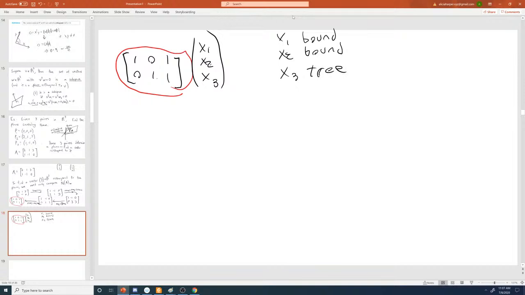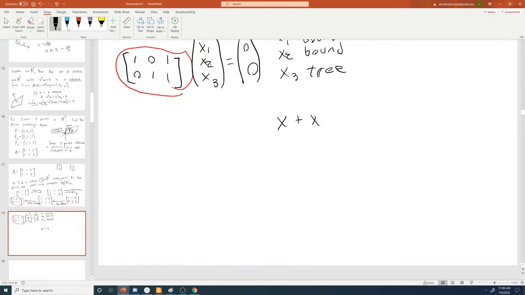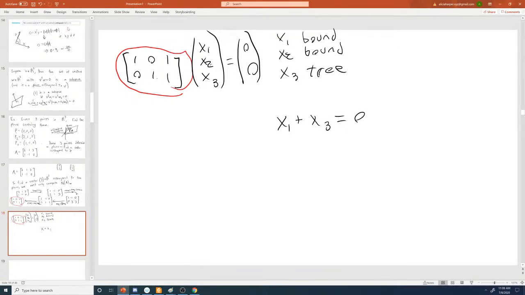So this tells us that if I set this equal to the zero vector, 0, 0, I'm going to have x1 plus, I should use subscripts, x1 plus x3 is going to be equal to 0, and x2 plus x3 is going to be equal to 0, which is the same thing as x1 being equal to -x3, x2 being equal to -x3.